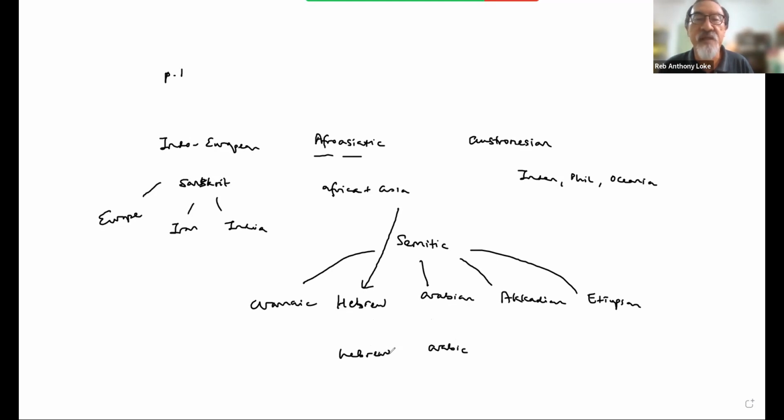Let me give you one example. In Arabic, the word for womb is Rahim, and in Hebrew it is Raham. Same root word, except the vowels have changed from an A to an I. See, it's almost similar. And Aramaic and Hebrew share a lot of similarities also.